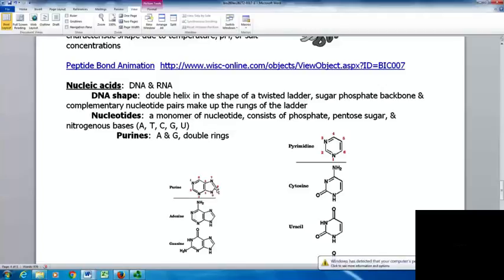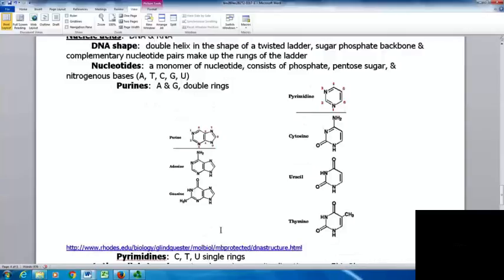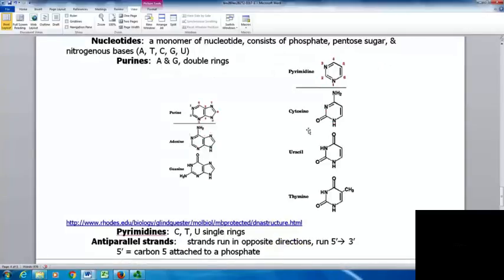The purines are going to be in double rings. They're adenine and guanine. So a quick little way to remember those is pure as gold. These are your examples of purines. The pyrimidines are only going to have a single ring. They're going to include cytosine, uracil, and thymine.